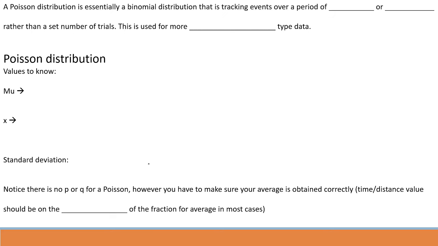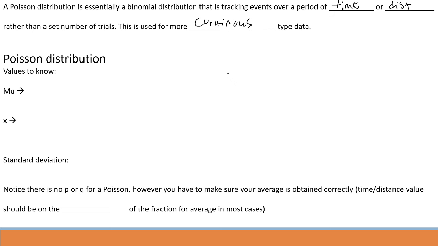A Poisson is very similar, except that instead of tracking a number of trials, we track it over a period of time or distance. I'll put DIST for short. So time or distance. We don't track it for a set number of trials. You're not trying something 10 times or 20 times or 50 times. You're simply tracking it over the course of an hour or over an area of 20 square miles, something like that. So it's more for continuous.